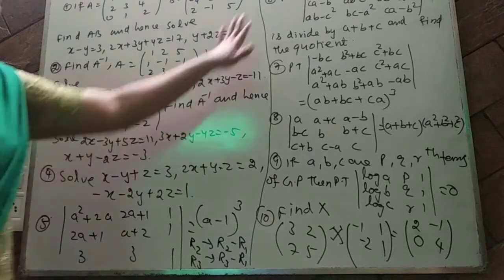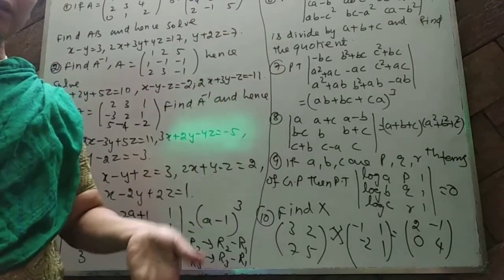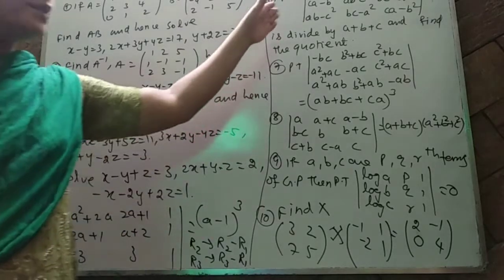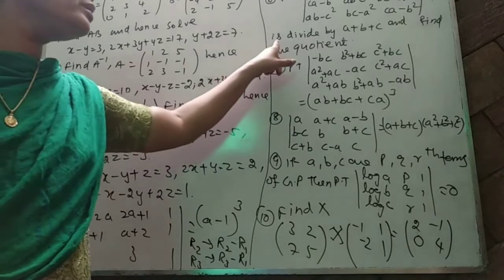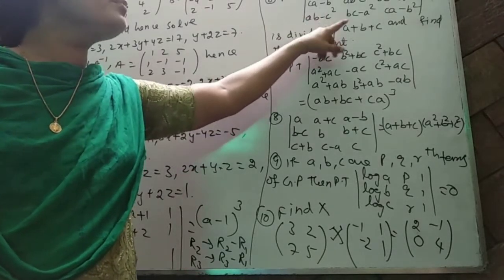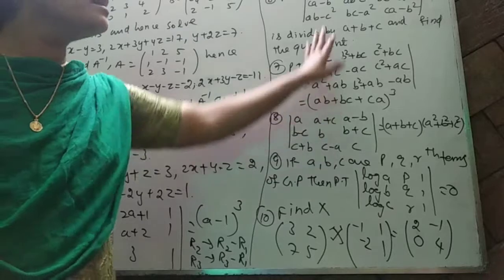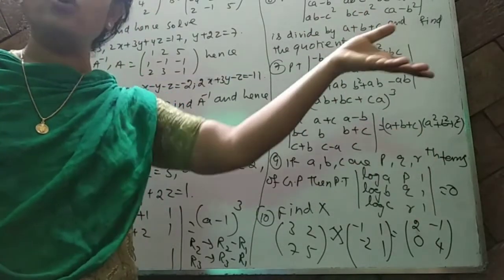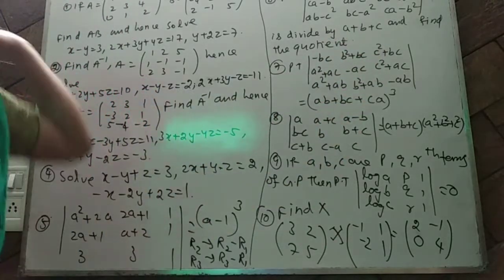Now see question number 6. This is one of the repeated board questions. Last year, not this year, last year this question was in the board paper as a 6 mark question. This is an exemplar question. There are still 2-3 questions left, which I will give later on. Prove, using properties of determinants, that it is divisible by a plus b plus c. That means this answer will be a plus b plus c into some terms. Those terms will be the quotient, and it will automatically be divisible by a plus b plus c.